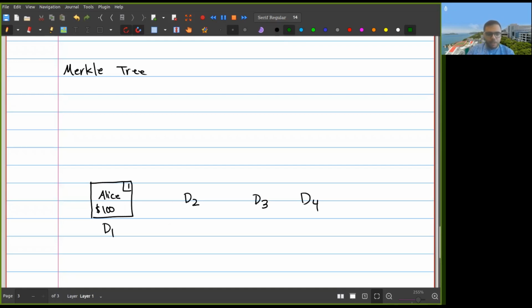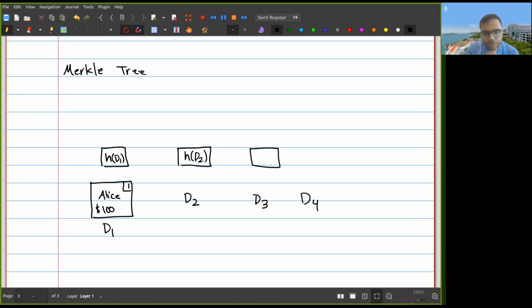Okay, so here's how I'm going to create my tree. First, I'm going to create some leaves, and I'm going to create one leaf for every deposit. And in these leaves, I'm just going to put the hash of these deposits. So I'm going to create a node in my tree that just has the hash of D1, the hash of all this information. Then I'm going to create another node that has the hash of D2. Another node that has the hash of D3. And finally, another node that has the hash of D4. Okay.